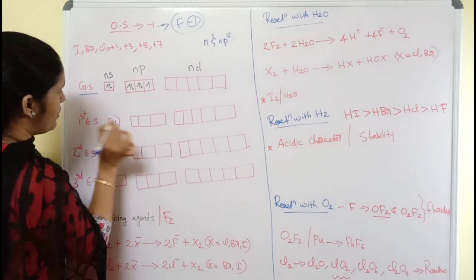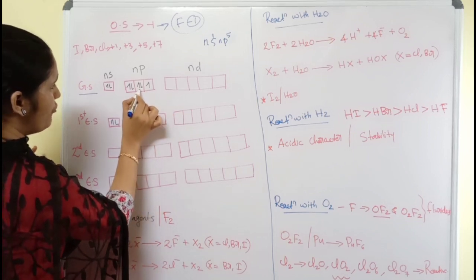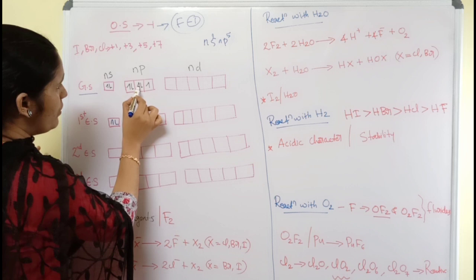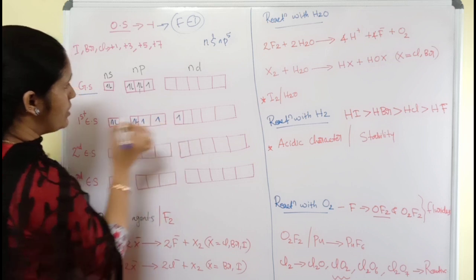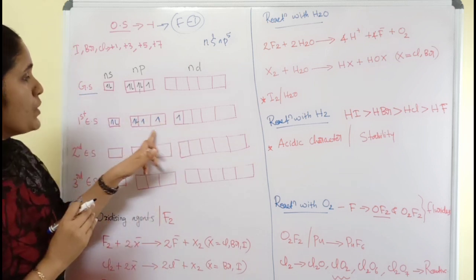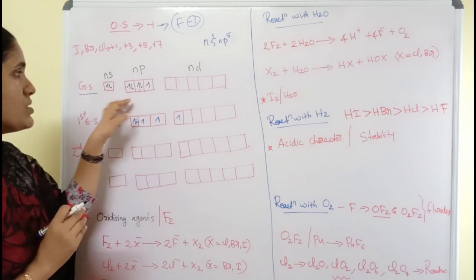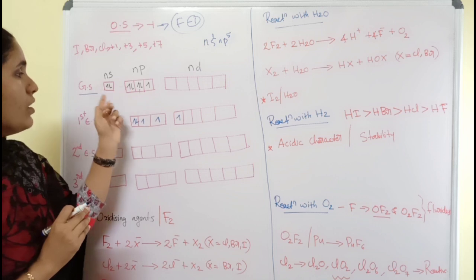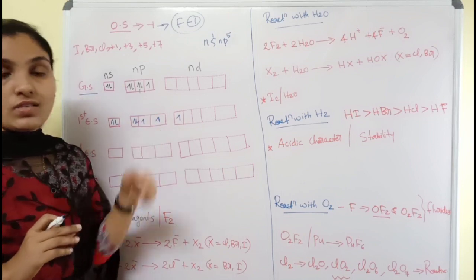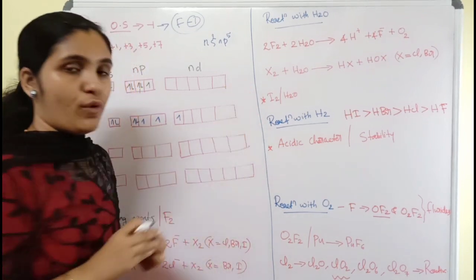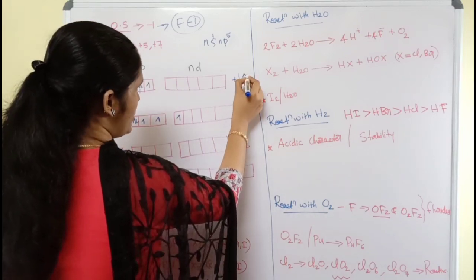The ns electrons will remain the same, but in the np orbital, one of the electrons from this p orbital will migrate to the nd orbital. That means the arrangement of electrons will turn like this. And since in the ground state it contains only one unpaired electron, in this case, other than fluorine, the other halogens can exhibit +1 oxidation state.